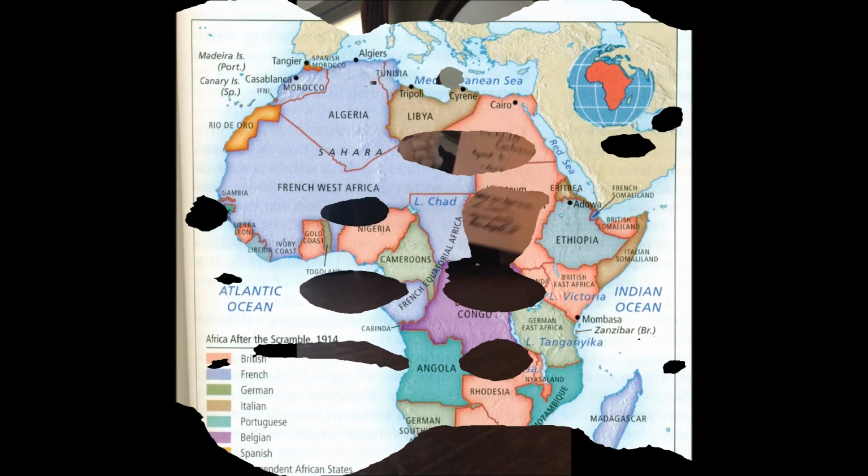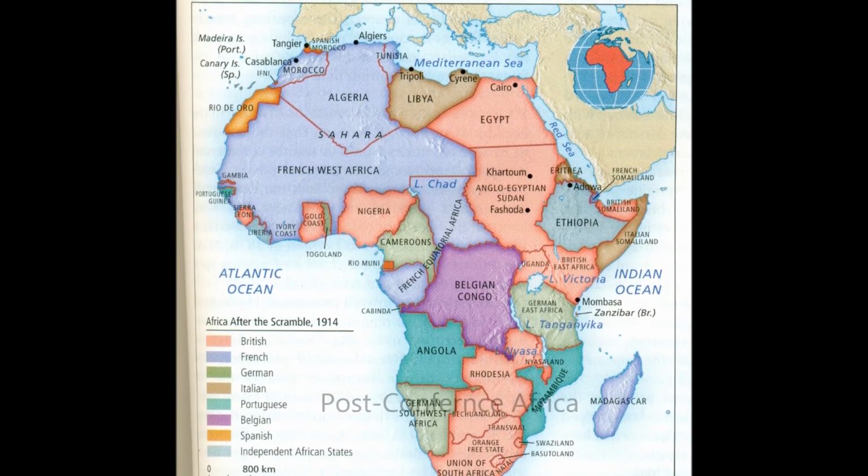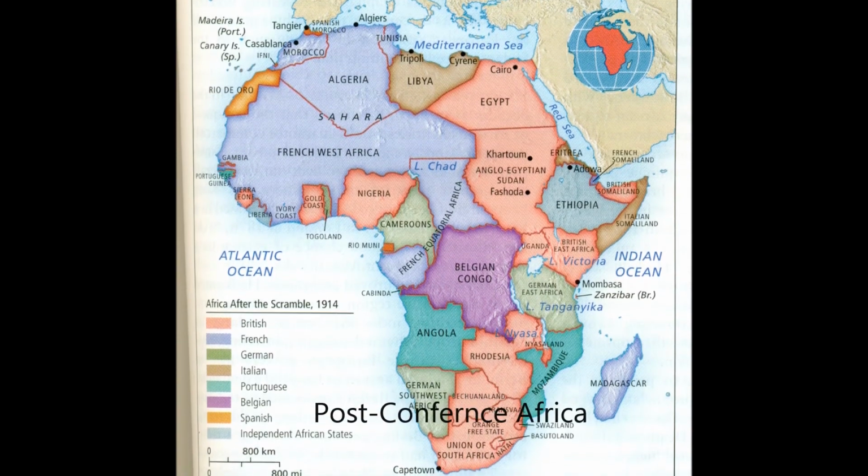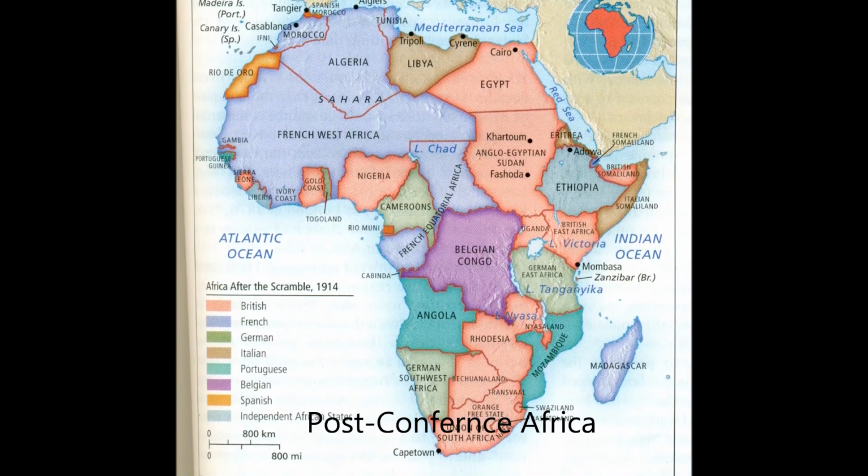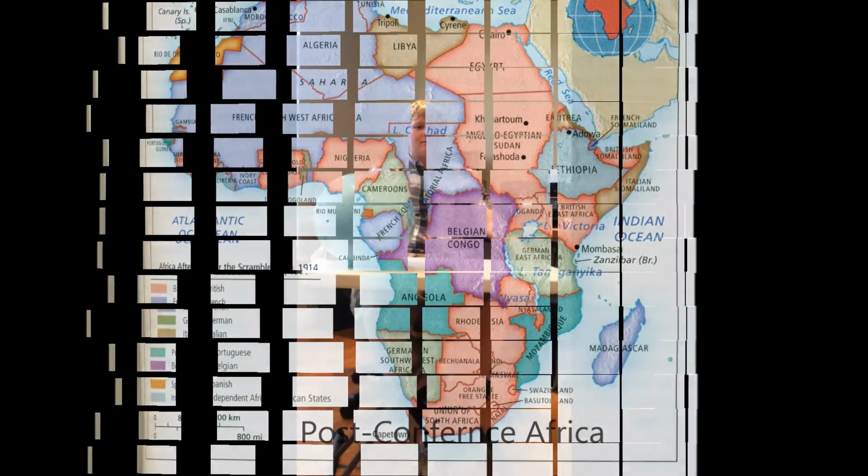It is now official. The Berlin Conference also helped divide Africa among the European powers, and Africa was defined by these borders well into the 20th century.